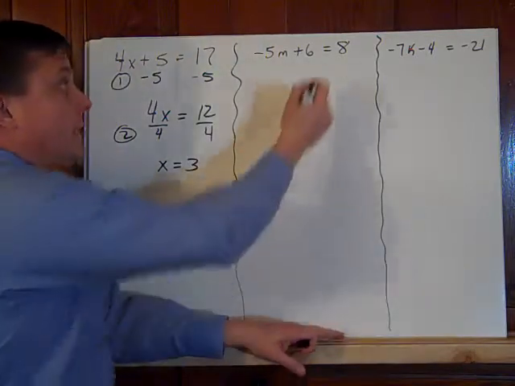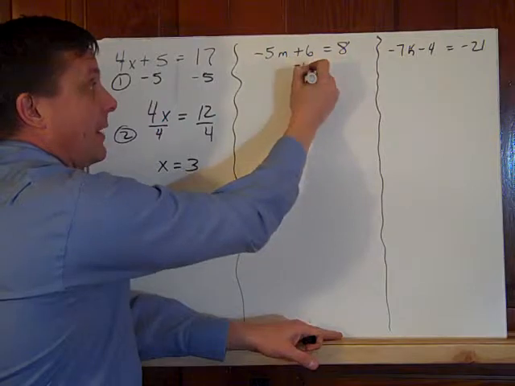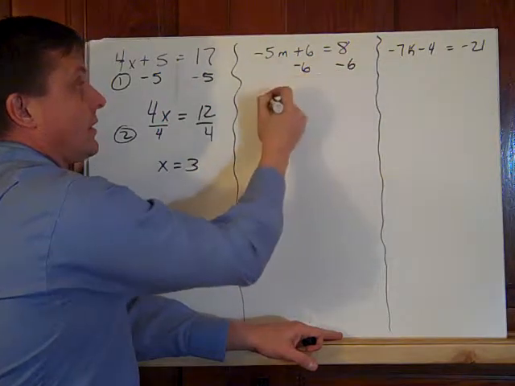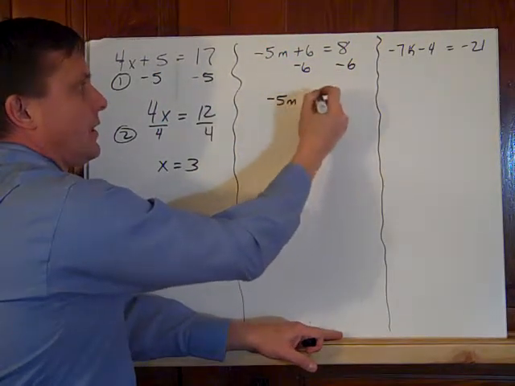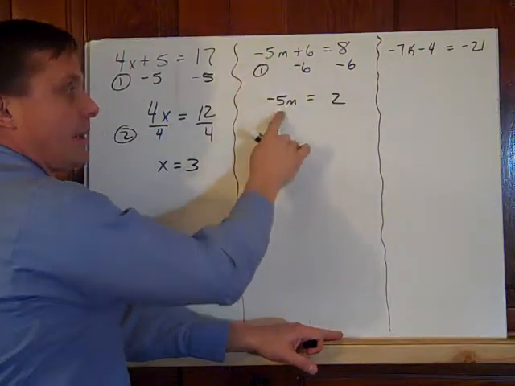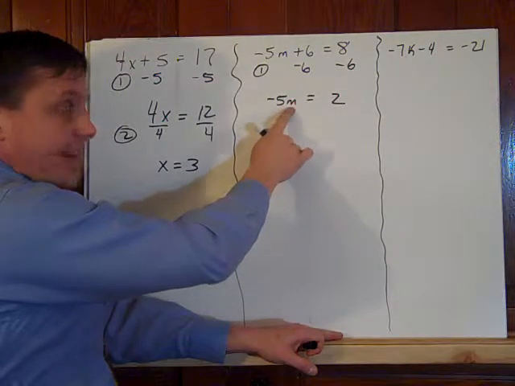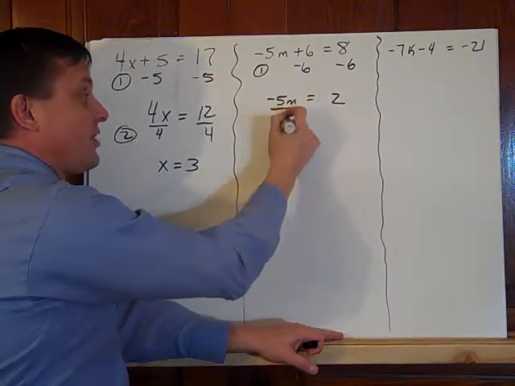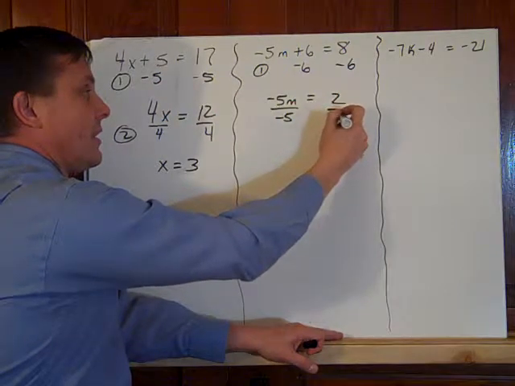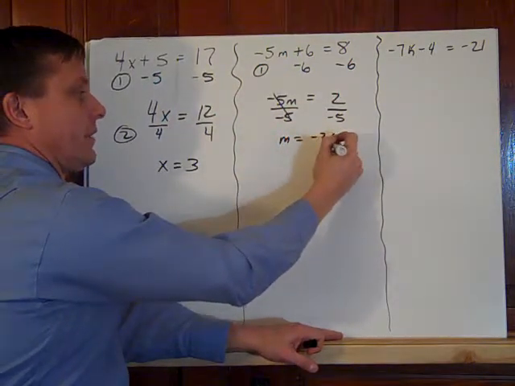Two-step equation. Over here, negative 5m plus 6 equals 8. I've got to get rid of the plus 6. Minus 6. Negative 5m equals 8 minus 6 is 2. There's step 1. I add or subtract first. Now I have to either multiply or divide. Negative 5 times m, the opposite of multiplication is division. Negative 5's cancel. m is negative 2/5.